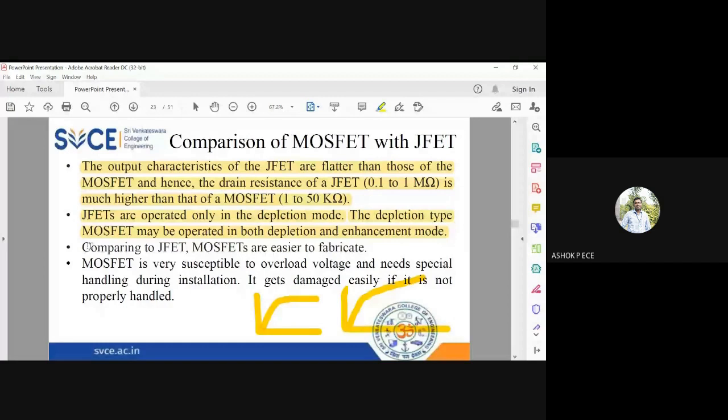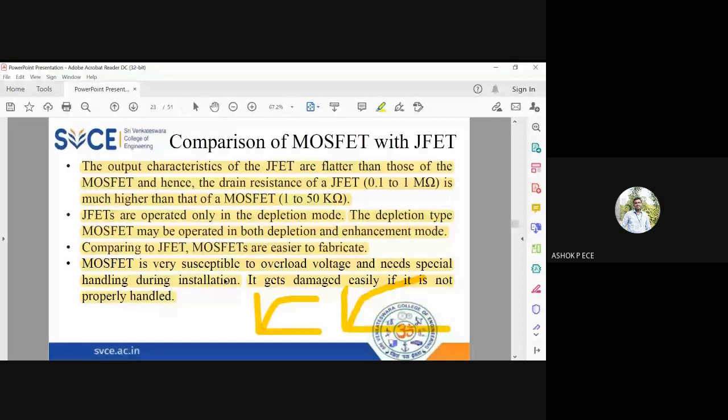So compared to JFET, MOSFETs are very easy to fabricate, but MOSFETs are susceptible to overload voltages. Since this device is not reaching saturation very fast, this MOSFET is susceptible to overload voltage, which means if a sudden overload happens, the device cannot withstand. So when you design circuits using MOSFET, you have to make this point very clear and ensure that no overload is going to strike your MOSFET. If overload strikes your MOSFET, the device will get damaged. And so you have to have sufficient protection circuits for ensuring overload protection for MOSFET, not for JFET.